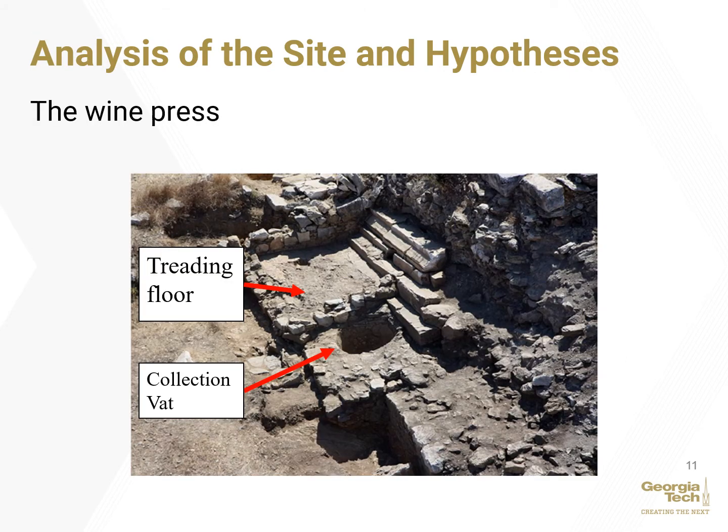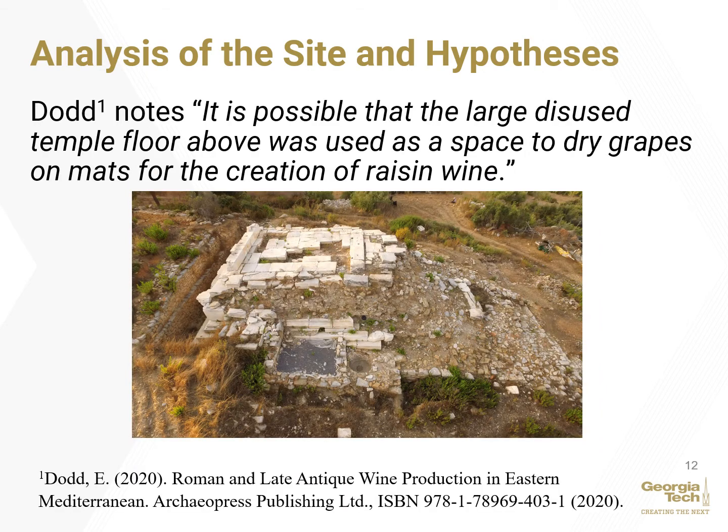When we look at the wine press, the elements we can identify are the treading floor where the grapes were crushed, and then right next to it a collection vat, and so that was how we identified this as a wine press. And there has been a study specifically for the wine press of this site by Dodd in 2020. It's a published electronic book. Very, very interesting. I highly recommend it.